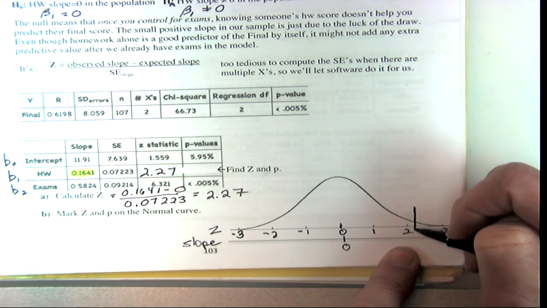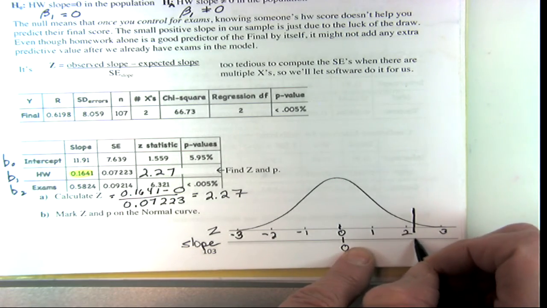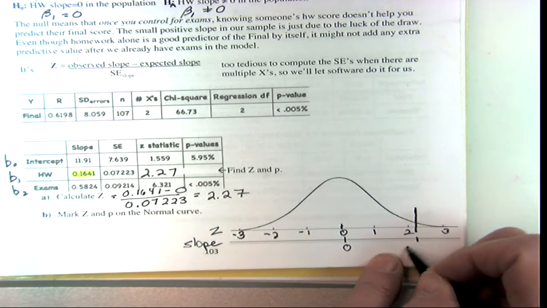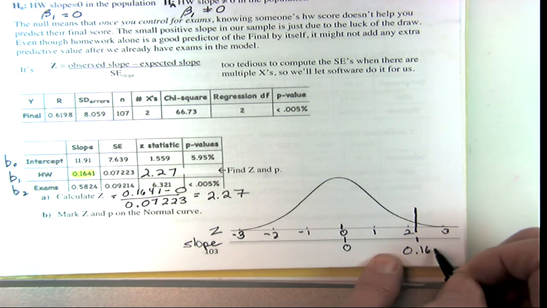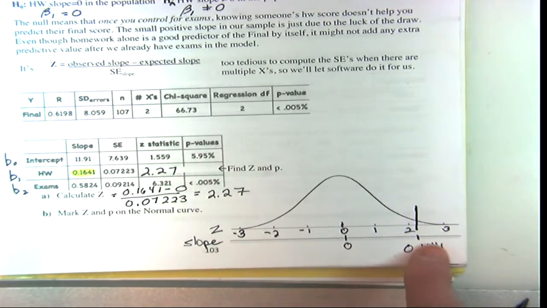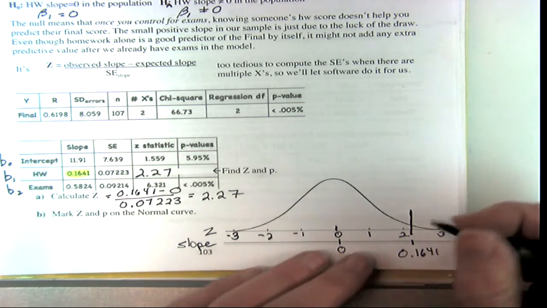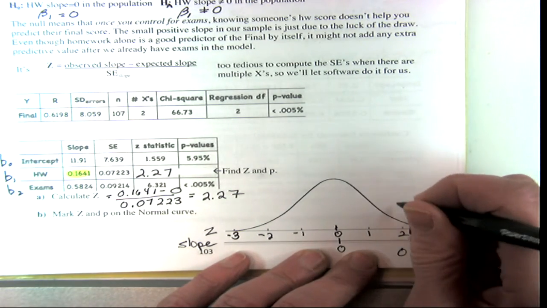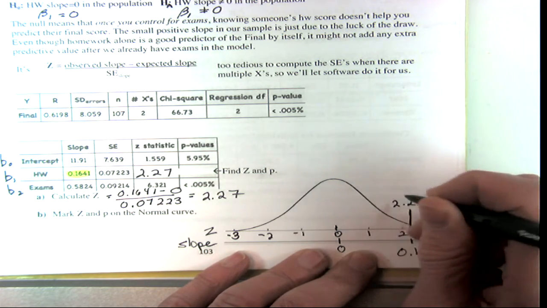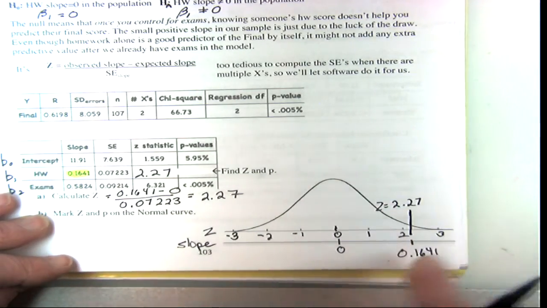This right here is 2.27 as a z-score, and as a slope, it's 0.1641. So it's pretty far out there, very far out there. Okay? So as a z-score, it's 2.27. That's our z. And as a slope, it was that.